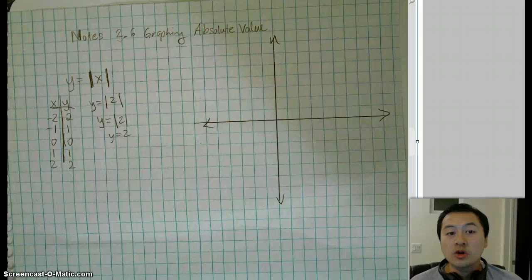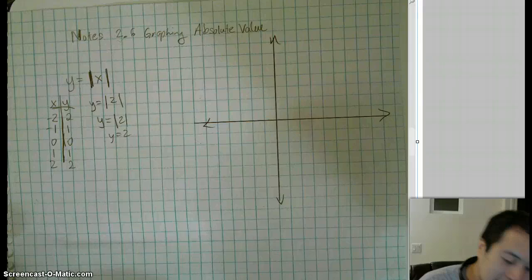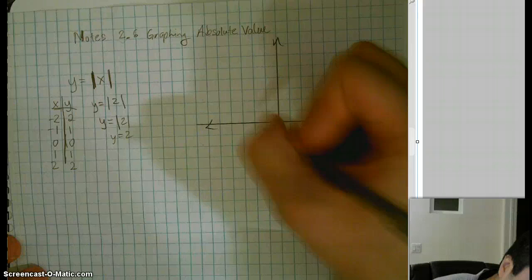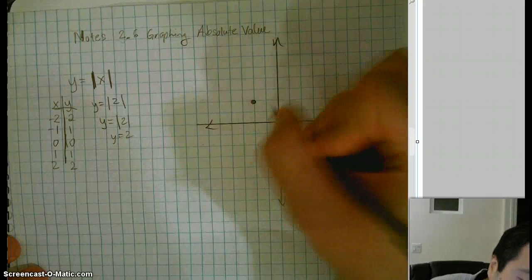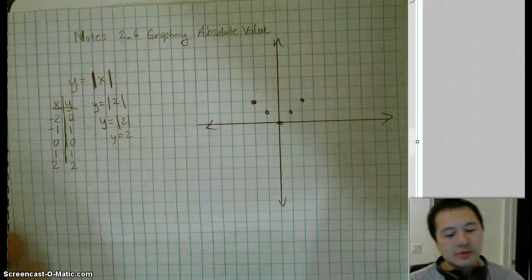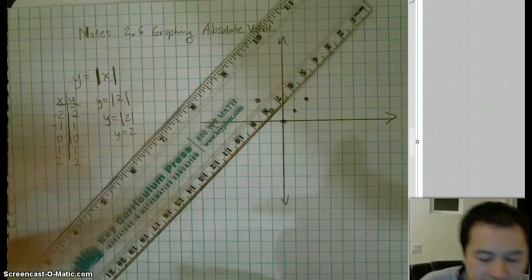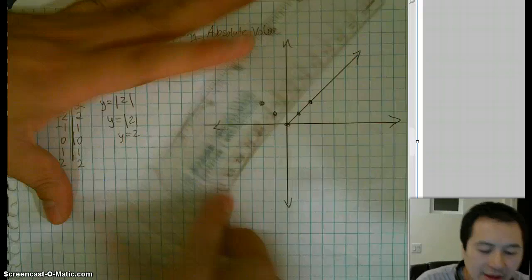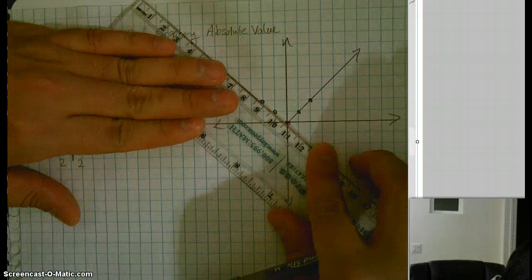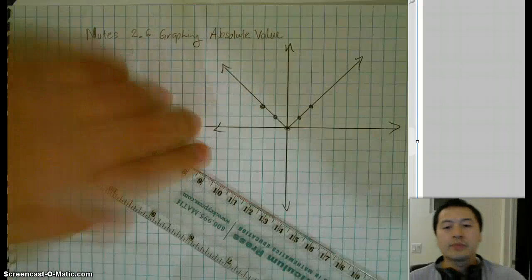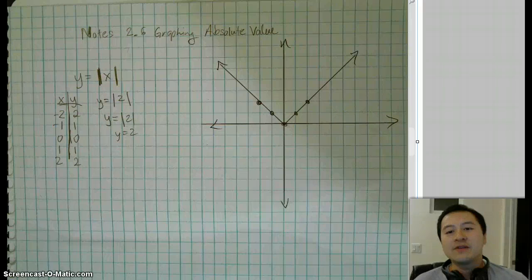Now I'm going to graph the parent function, and I'll graph it in black so you can see. What does it look like? -2, 2. Pause it and see if you can graph it yourself, then check your answers against what I'm doing. -1, 1; 0, 0; 1, 1; and 2, 2. Look at that. What does that look like to you? To me, it looks like a V. So I'm going to graph it out. It makes a V.